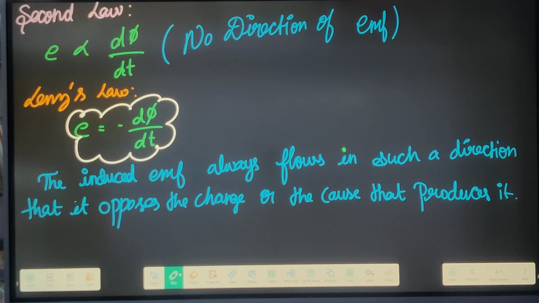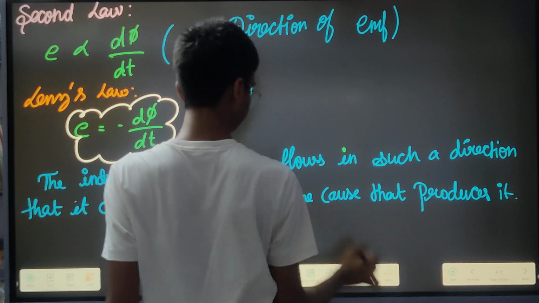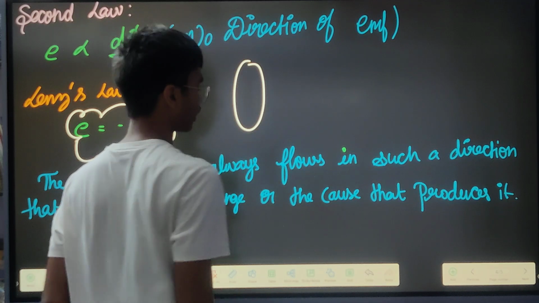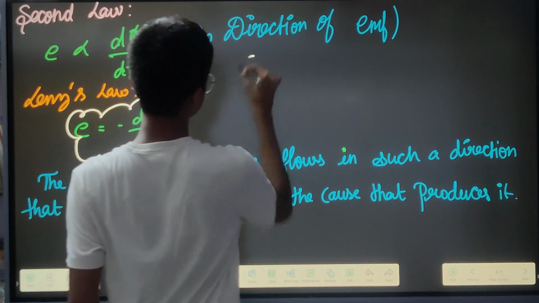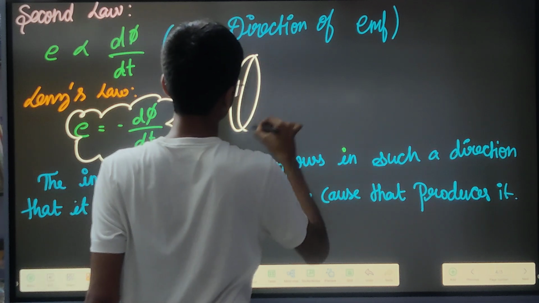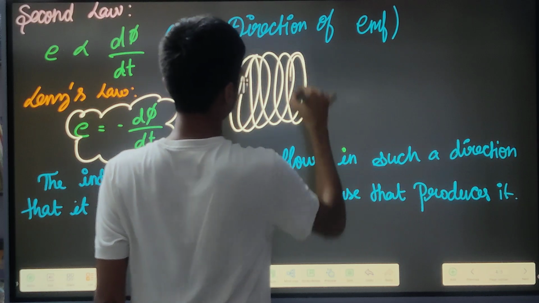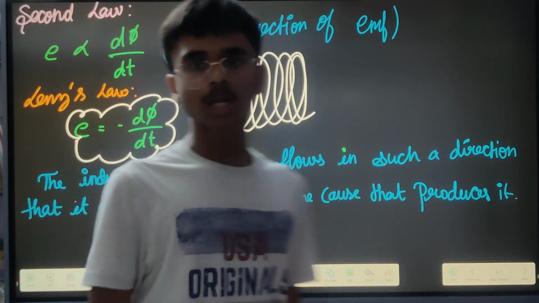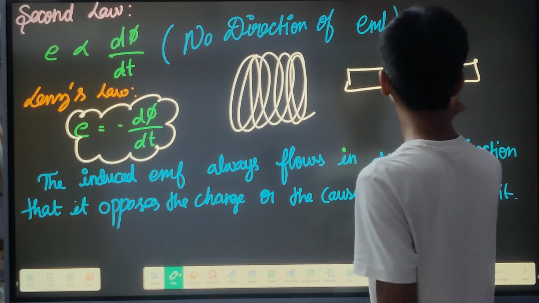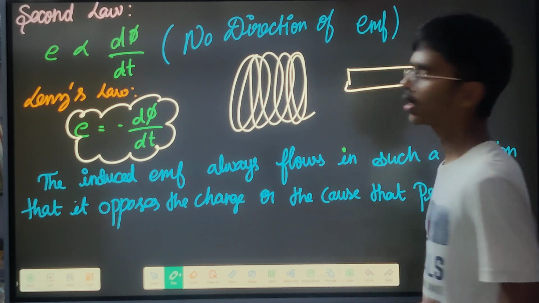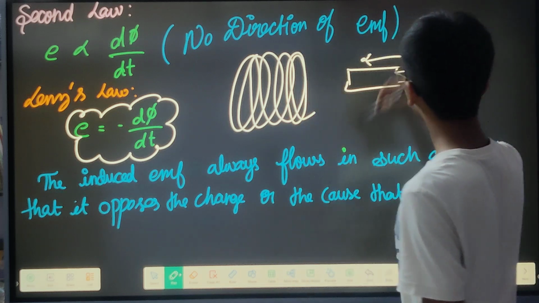To understand this is a very easy concept. For an example, this is your coil. Now there is a bar magnet, and for an example, this is the North Pole.